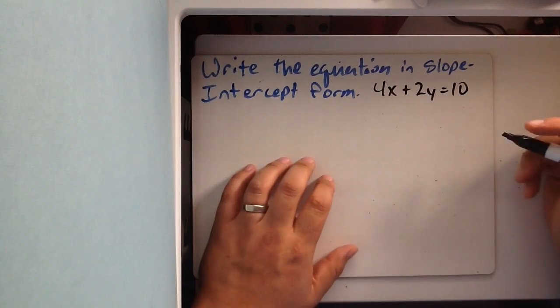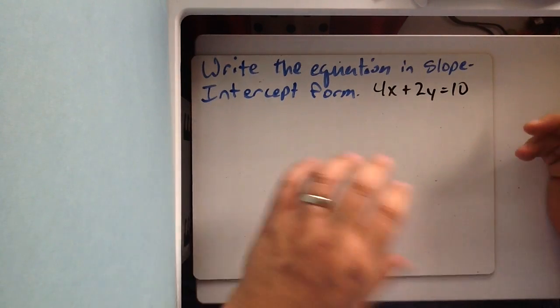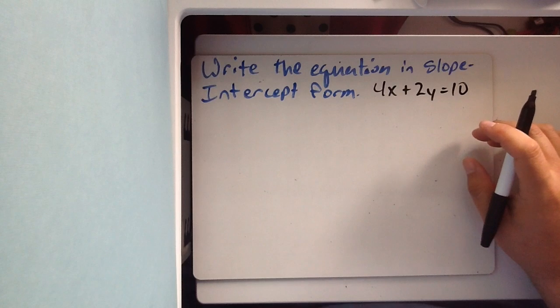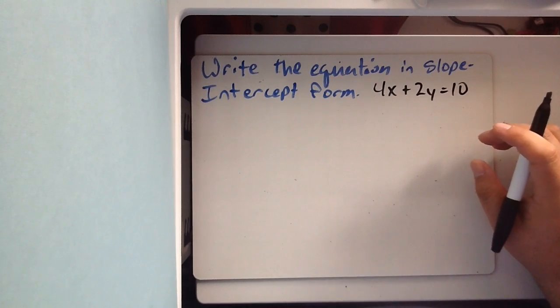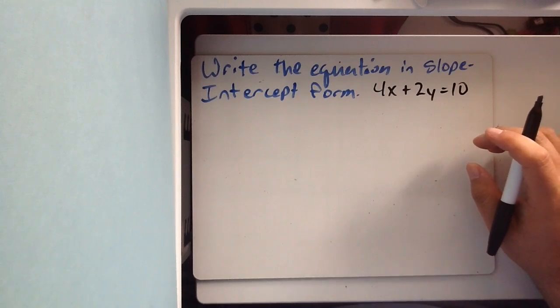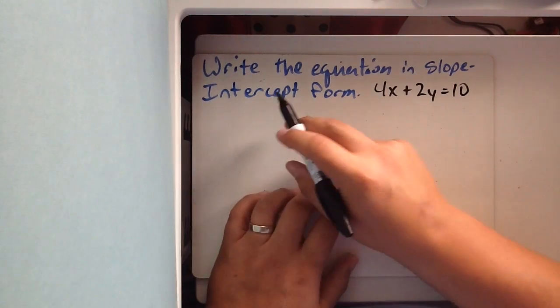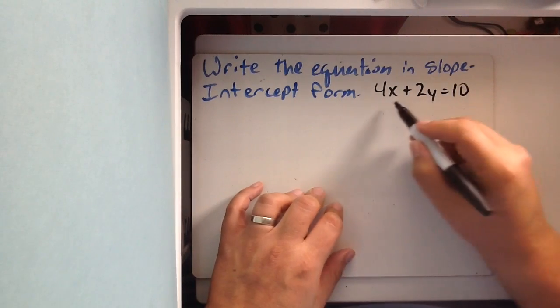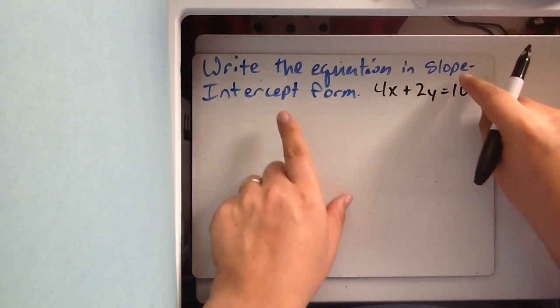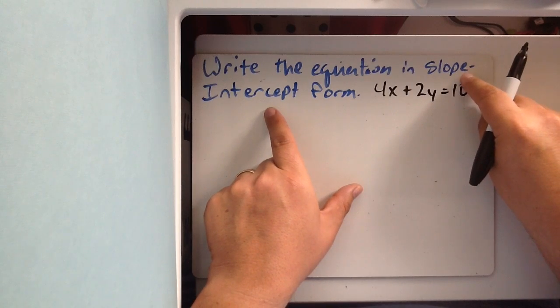Good morning, everybody. Let's begin with a quick recap on how to convert a linear equation into two forms: slope-intercept form and standard form. So here's the first problem. They want us to write the equation in slope-intercept form for this equation. Now, this is already written in standard form, but they want me to manipulate it into this form.